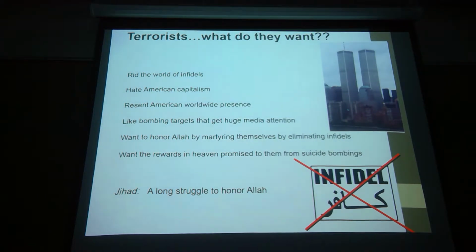So, what do they want? Extreme terrorists want a few things. They definitely want to rid the world of infidels. That's a lot of people. Because an infidel to an extremist is anyone who does not believe in Islam. So most of Europe, all of the United States, all of the Western world, including Russia. So here's the interesting part about extreme Islam, is that it knows very few allies and has lots of enemies.